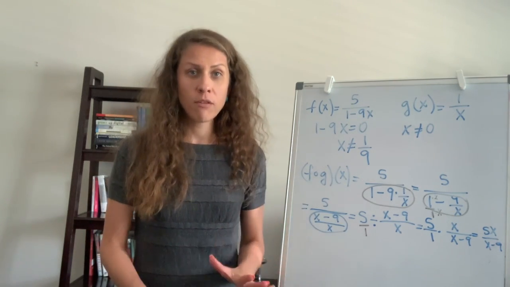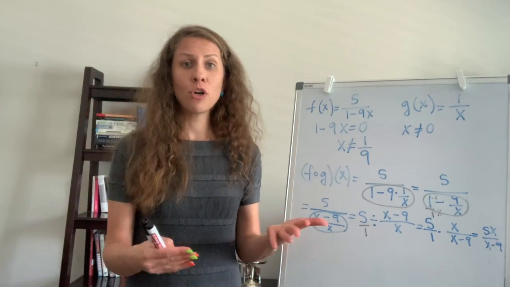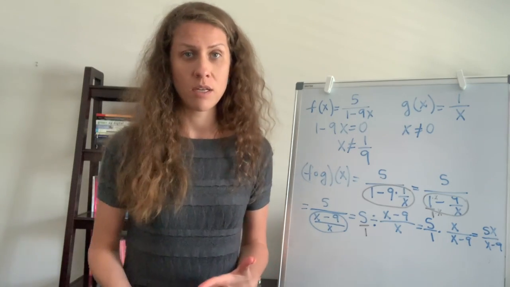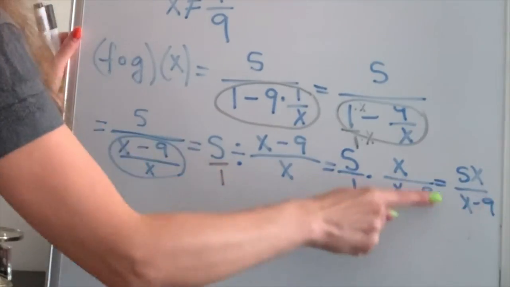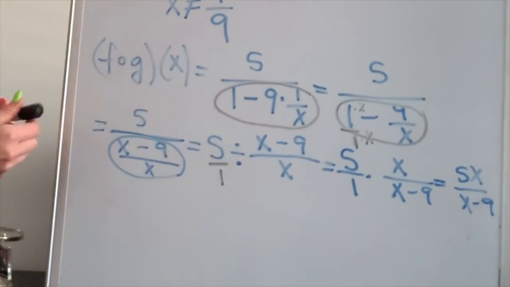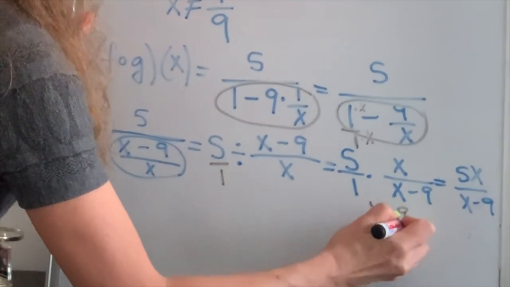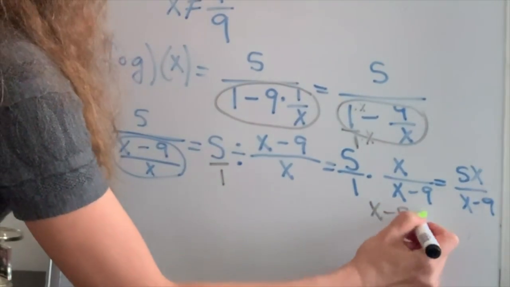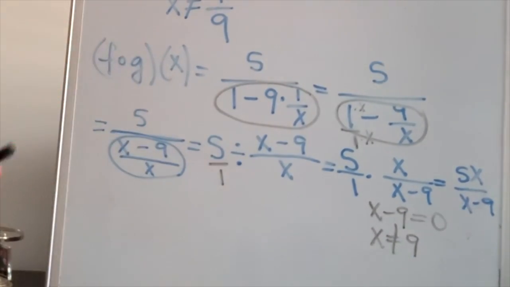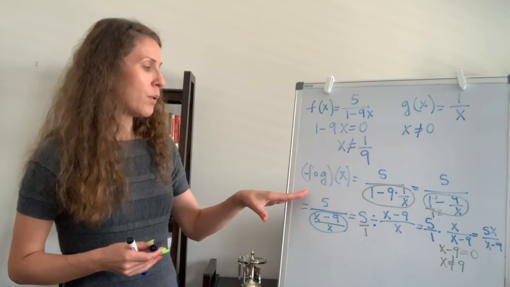Let's first find the domain of the composition. The composition is also a fraction, and we know that the only restriction we place on fractions is that we shouldn't have the denominator equal to 0. In the denominator here, I have x minus 9. So to find out what x should not be, I'll say x minus 9 equals 0, which means x is equal to 9 and really is not equal to 9. Okay, so that's the domain of f composed with g.